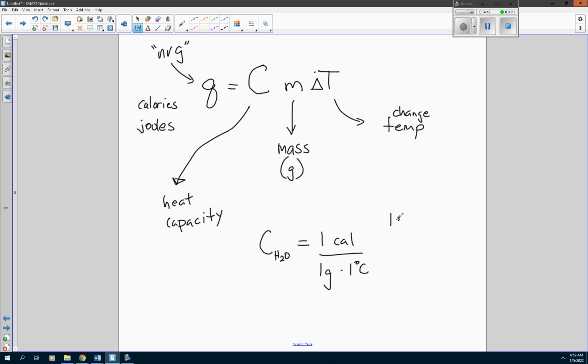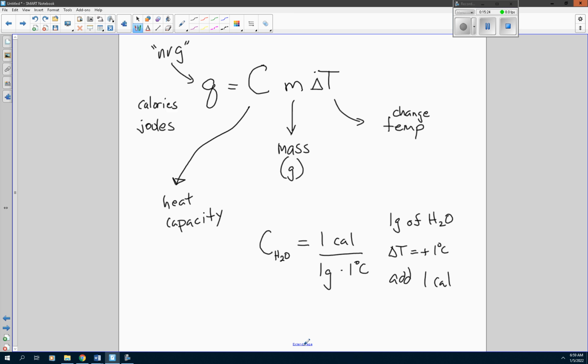If I had 1 gram of water and I wanted to make its temperature go up by 1 degree Celsius, so I want a delta T of positive 1 degree Celsius. That could mean going from 0 to 1, from 2 to 3, or from 99 to 100, as long as it's a 1 degree change. I would have to add 1 calorie of energy in order to make that happen.